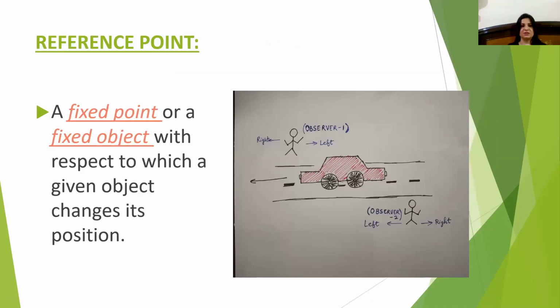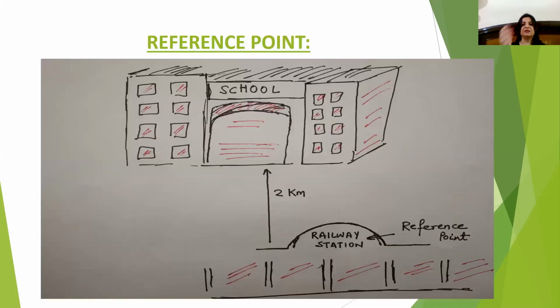Let's go back to the definition again. It is a fixed point or fixed object with respect to which a given object changes its position. So that fixed point, that fixed object, is the reference point. You can choose yourself as the reference point. So the reference point can be anything, chosen as per our convenience. As in this example, we had taken the railway station as the reference point.